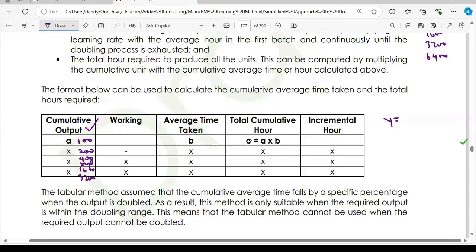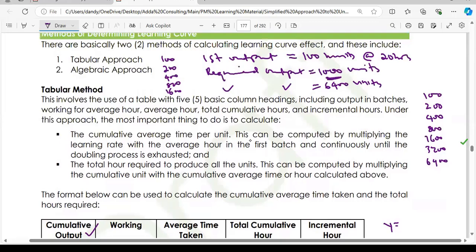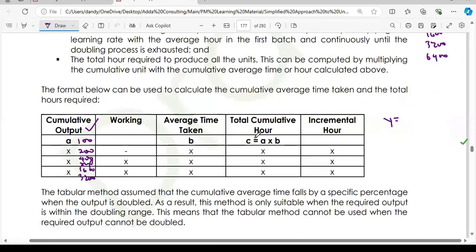So for our hypothetical figures, we said that for the first batch, 20 hours were spent to produce the first 100 units. So that 20 hours is the average time taken to produce the first batch. I would then come here because I want to determine the cumulative hour, which is Y. So on the first one, I won't do anything, because I'll just put the 20 here.